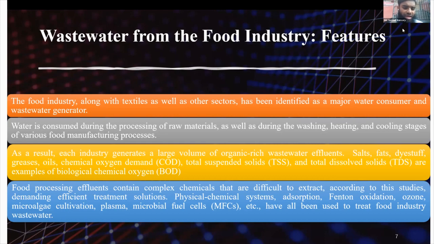Food processing effluent contains complex chemicals that are difficult to extract. According to these studies, demanding efficient treatment, physical chemical systems, adsorption, photo oxidation, ozone, microalgae cultivation, plasma, microbial fuel cells, etc., have all been used to treat food industry wastewater.